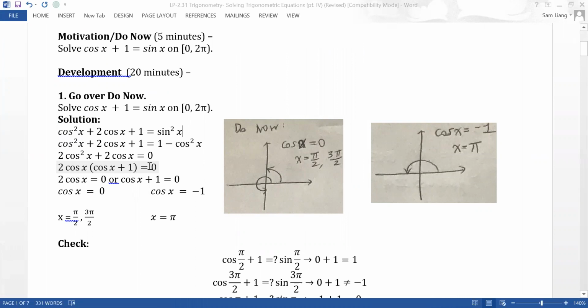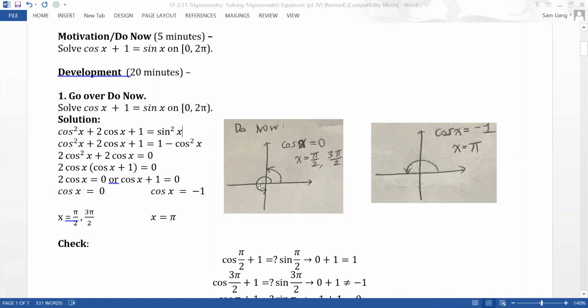On the left, you get 2 cosine x is 0. On the right, you get cosine x plus 1 equals 0. For this equation, you can divide both sides by 2, you get cosine x is 0. From there, you should realize that the angles in question should be pi over 2, which is 90 degrees, and 3 pi over 2, which is 270. And for the other equation, cosine x is negative 1, there you should realize that the angle is pi, or 180 degrees, as you see from my diagram here.